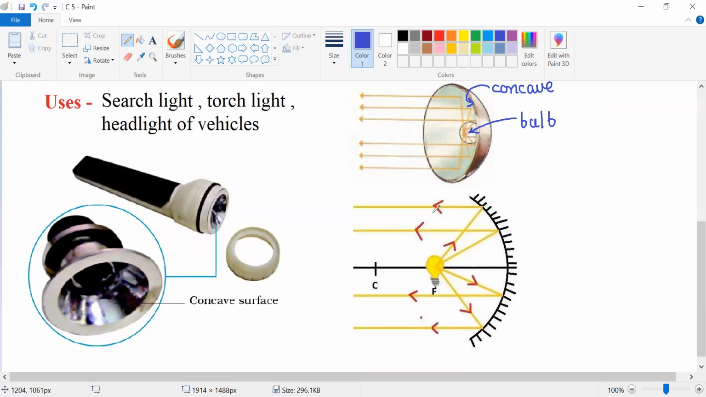So what happens when these reflected rays of light come out from a searchlight, from a torchlight, or from a headlight of a vehicle? These reflected rays of light are in front of you. And that is what you want.